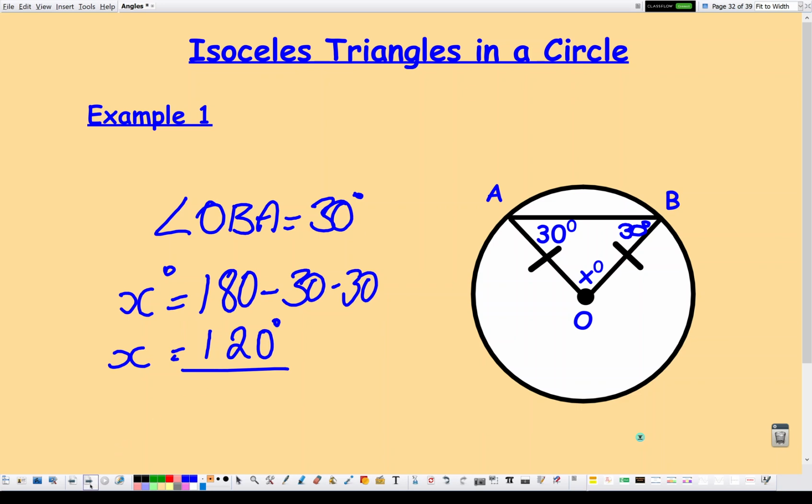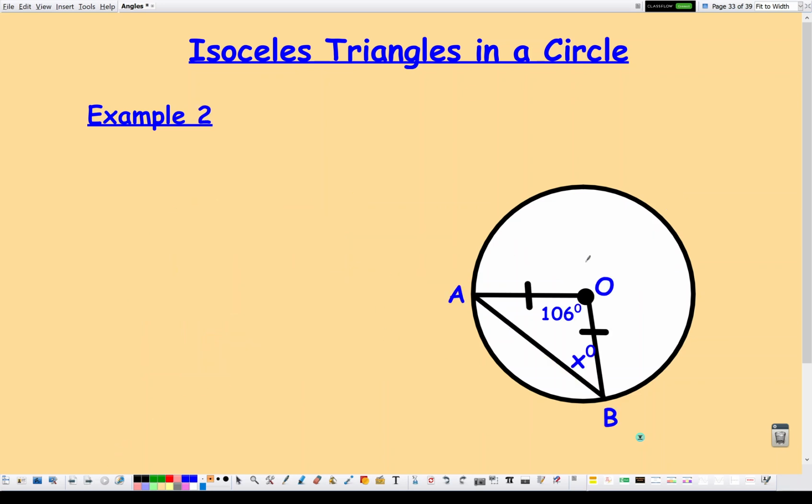Okay, let's look at the next one. So again, similar, this time I've got another circle, a chord drawn somewhere else, and two radiuses connecting the centre O. Now this time I'm not given the angle in the corner, I'm given the angle at the centre, and it's angle AOB is 106 degrees, and I'm looking to find angle OBA.